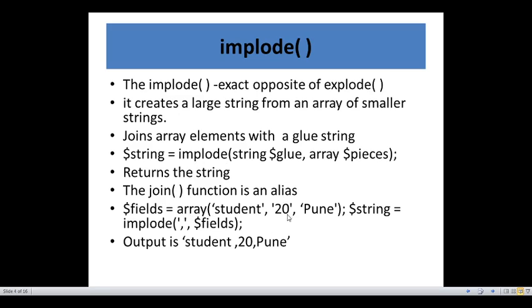Array: student, 20, Pune. This is your given array. $string equals implode, comma, $fields. We will connect all these. So what is glue? This comma. Based on this comma, we will join these elements. So the output is 'student, 20, Pune'. This is considered as one single string. This is the only single string as your output by using the implode function.